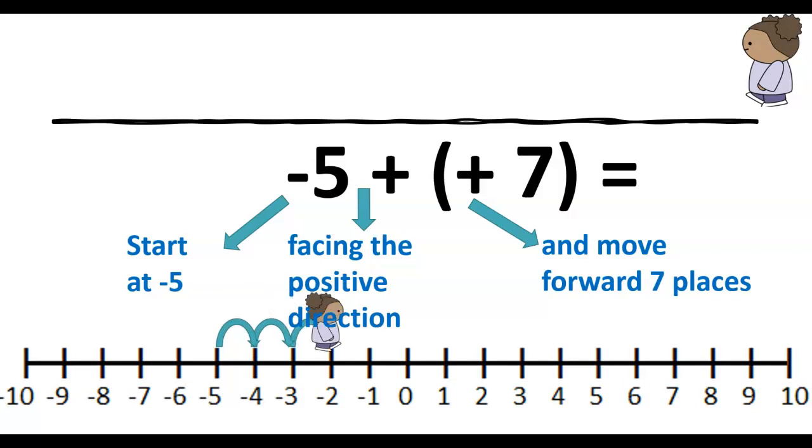1, 2, 3. What was that? Let's just see what came up. 3, 4, 5, 6, 7. And there we are at 2. So -5 plus +7 gives us +2.